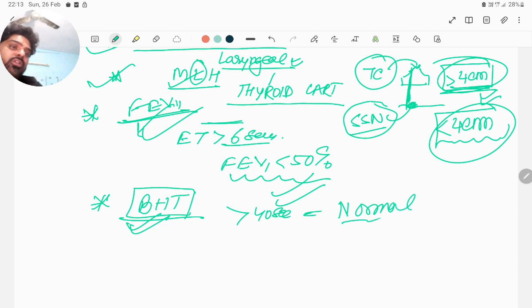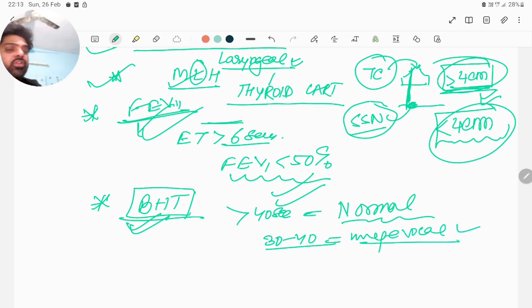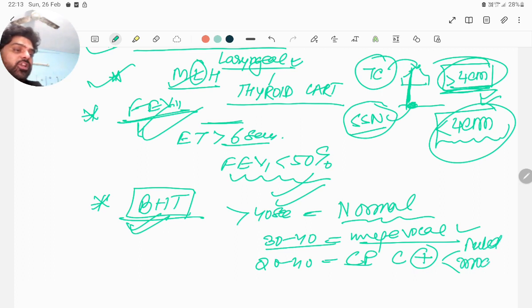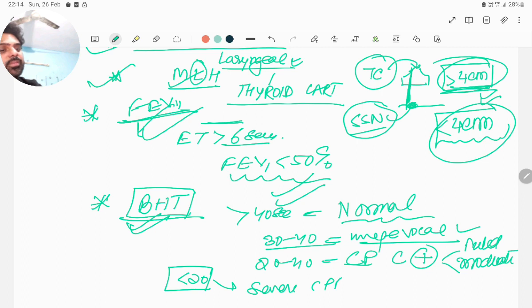Very important point. If it is 30 to 40, it is unequivocal. Unequivocal means this may be normal, may not be normal. 20 to 30 means mild to moderate cardiopulmonary compromise is present. If it is less than 20, that means severe cardiopulmonary compromise is present.